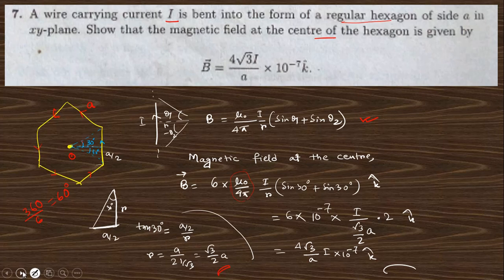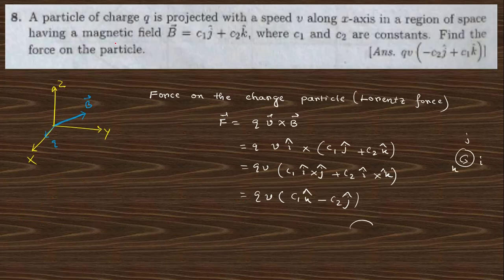Next question. A particle of charge q is projected with a velocity v along the x direction in a region of space with a magnetic field. So find out the force.